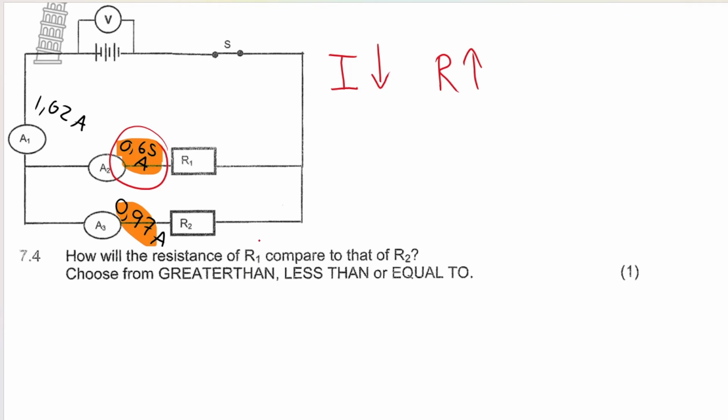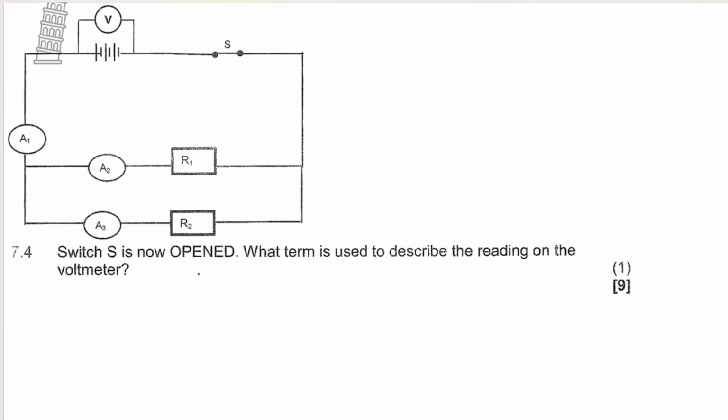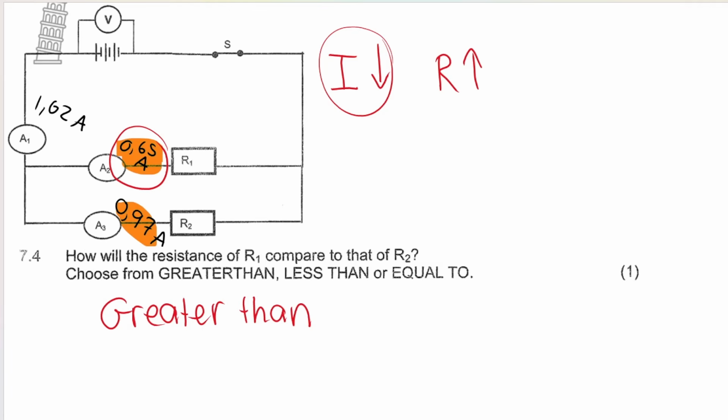So how will the resistance of R1 compare to that of R2? It will be greater than. R1 will have a greater resistance, and the reason is because it has a smaller current. No, they actually don't ask me for a reason. But basically, the reason, if you had to give a reason, was because the smaller current travels through R1, which means it will therefore have the biggest resistance, because current and resistance are inversely proportional. Inversely proportional means they do the opposite thing.